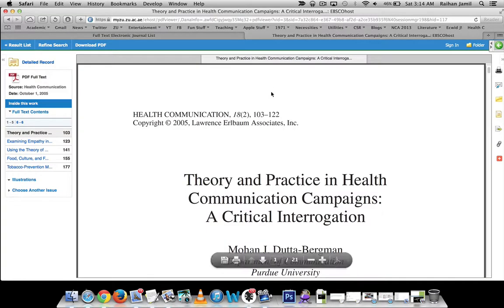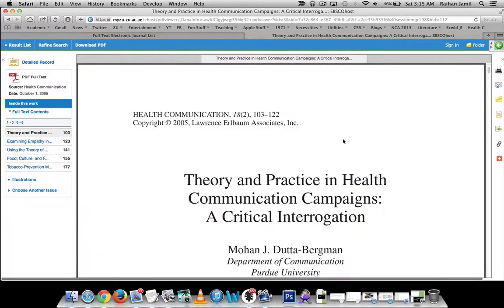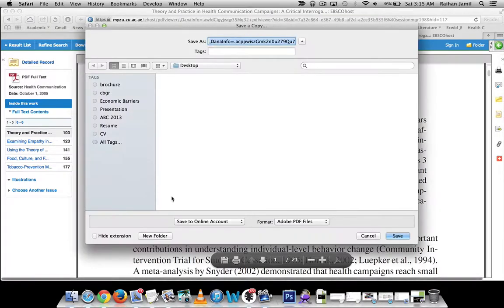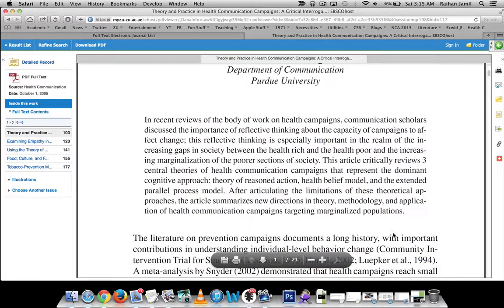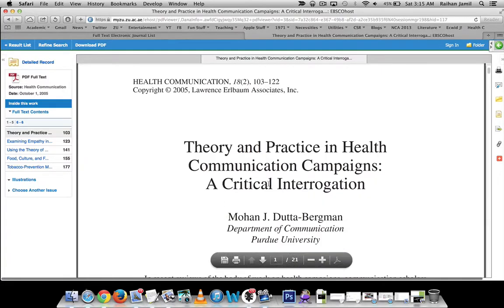So let it load up. See, so now I have the whole article in here. Theory and practice in health communication campaigns, a critical interrogation, and I have the option to save it. So I click on save, and I save in desktop with whatever name I choose. So let's say I call this article1.pdf, right? And I save it. Done. So one article I have found about critical interrogation in health, right?